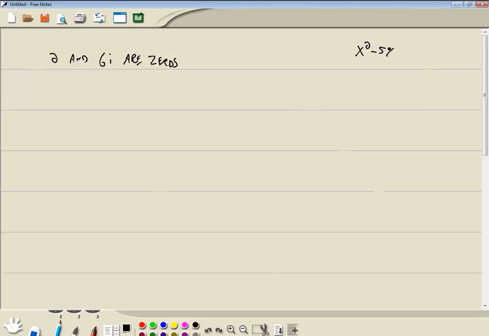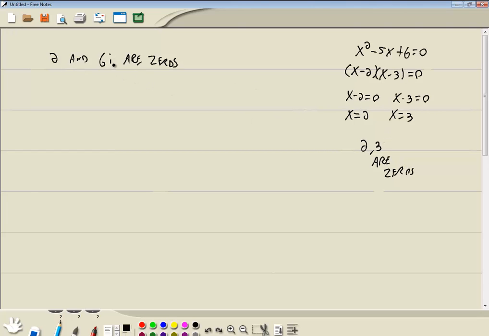If I got x squared minus 5x plus 6 equal to 0, then I can factor this. This is x minus 2, x minus 3 equal to 0. I can set each factor equal to 0. So I'll set x minus 2 equal to 0 and x minus 3 equal to 0. And that gives us x equals 2 and x equals 3. So then 2 and 3 are zeros. Well, this problem's going backwards. They're giving us the answers, and then they want us to get the polynomial.